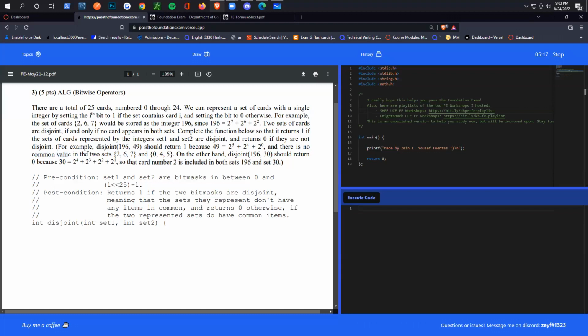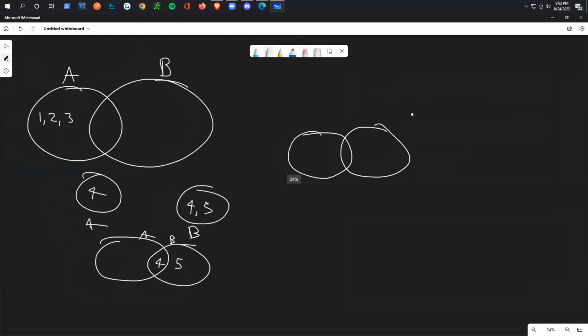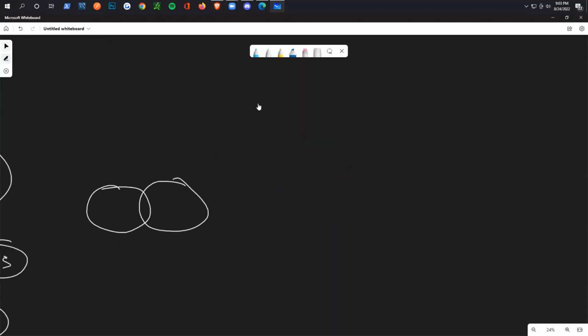Whenever you see common, just know you have to use the AND operator, 99% of the time. They're not going to say common when it comes to OR. Maybe when it comes to XOR, but they'll probably say not common. But when it comes to common, 99% of the time it's AND. So if you want to see if they have an intersection, think about bitwise AND.